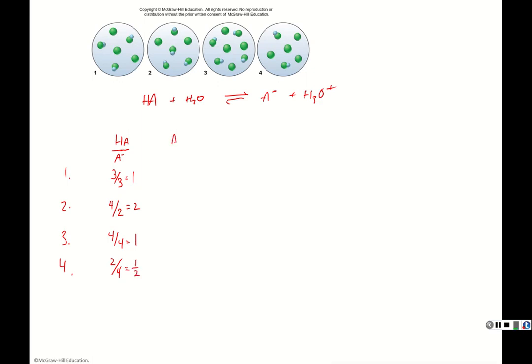We can convert this into a ratio of base over acid, just because this will be easier to plug into the Henderson-Hasselbalch equation. When we do that, scene 1 is still going to be 1. Scene 2 now will be 1/2. Scene 3 will be 1, and then scene 4 would be 2. So we've converted those ratios to base over acid, and that's again because we're going to use the Henderson-Hasselbalch equation, which is pH equals pKa plus log of your base over acid. So we can plug all those in to find the pH if we had the pKa, but in this case we are not given that.